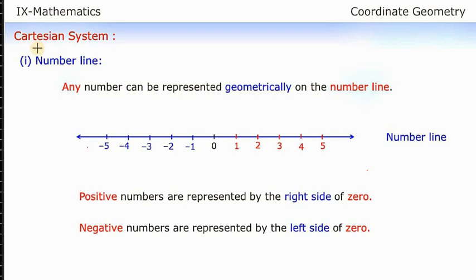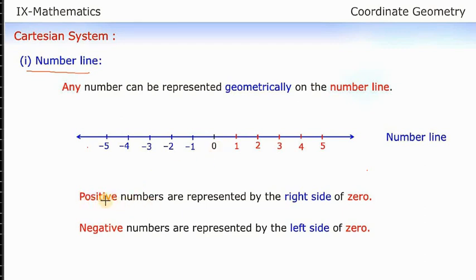First we will discuss the number line, which you know already. So what is the number line? Any number can be represented geometrically on the number line. To represent any number geometrically, we use the number line. You have already learned about this in previous classes.